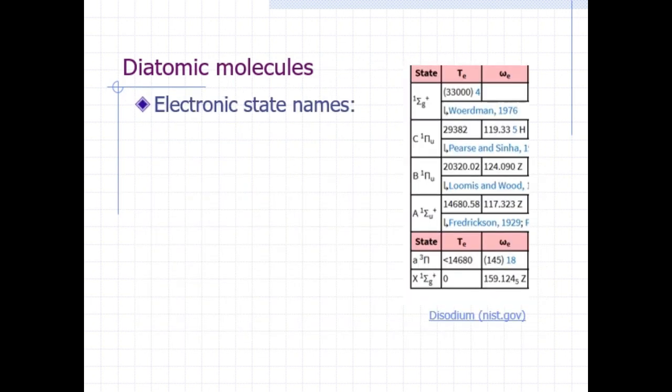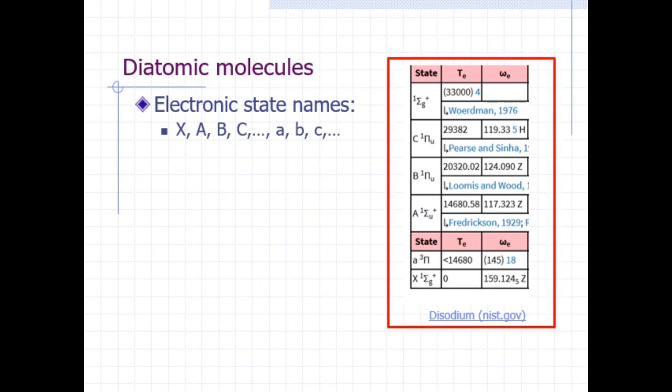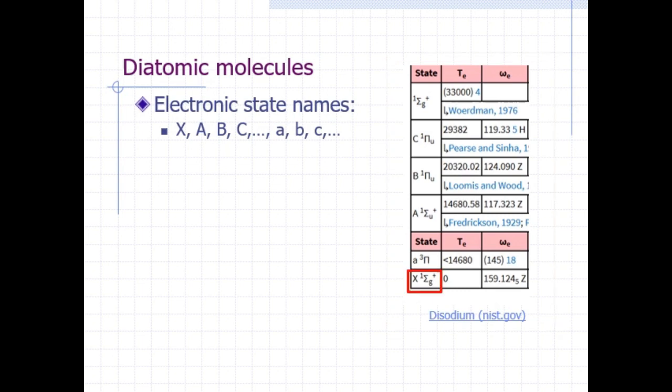Names of electronic states of diatomic molecules consist of a letter plus additional codes. Here's a partial screenshot of Herzberg's table for the diatomic sodium molecule. As mentioned earlier, the ground electronic state is assigned the letter X. Letters for excited states are assigned alphabetically in order of increasing T sub e values.